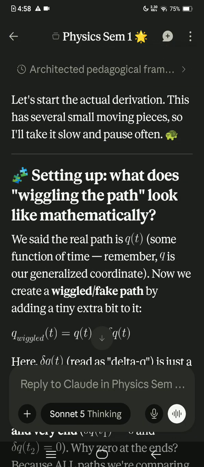Let's start the actual derivation. This has several small moving pieces, so I'll take it slow and pause often. Take it slow, lol.